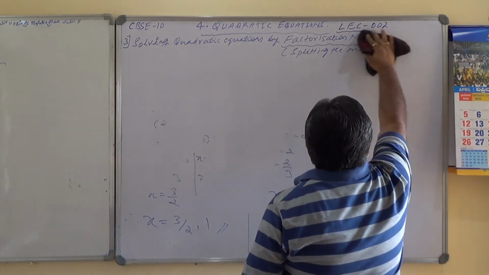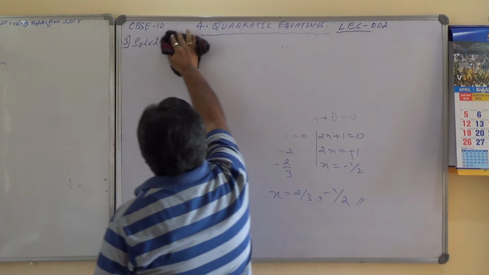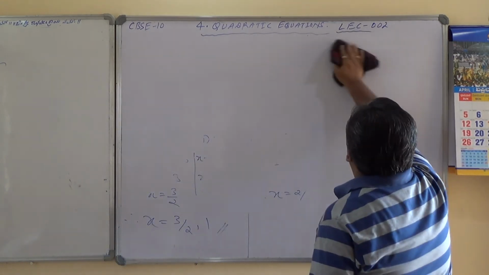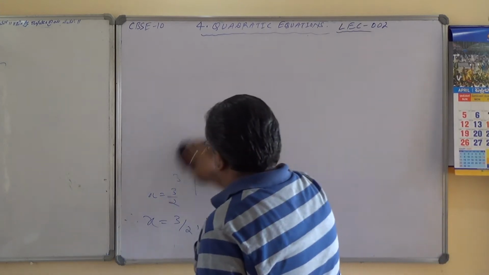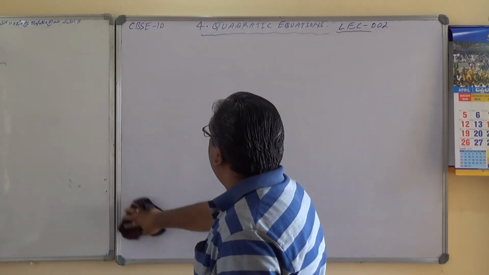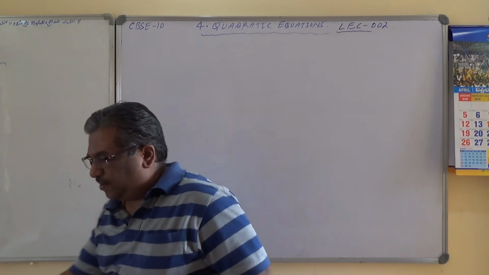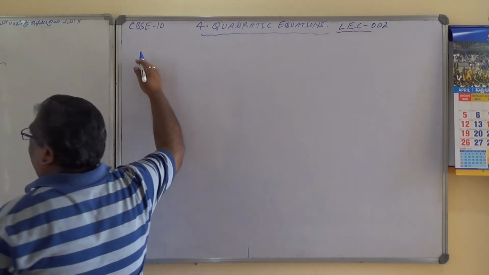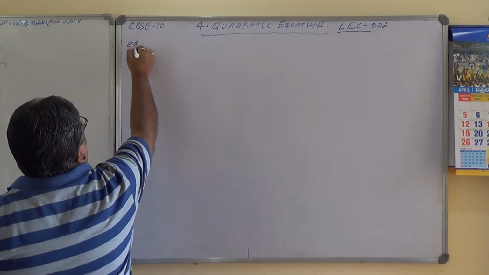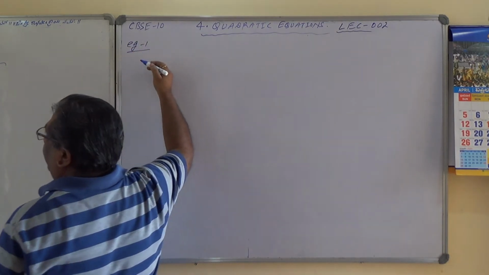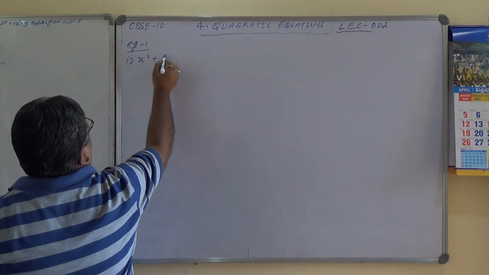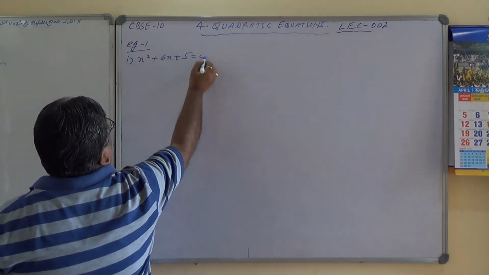I'll erase all this because everyone knows that we are solving this now by the factorization method, which is splitting up of the middle term. Okay, fine. And we are solving some simple numericals on this. You may not get such numericals. First one, R.D. Sharma, example 1. x square plus 6x plus 5 equals 0.